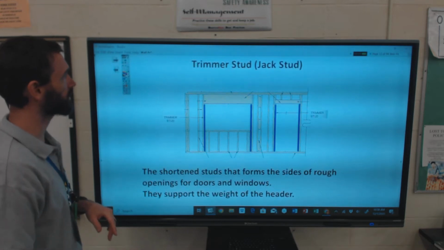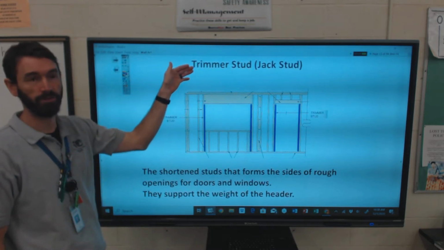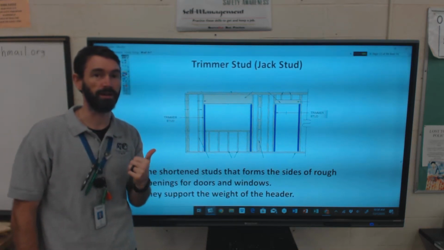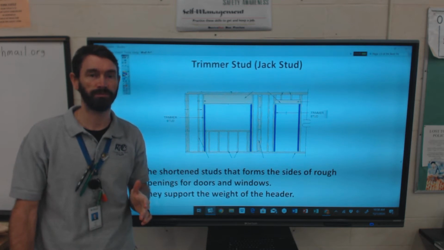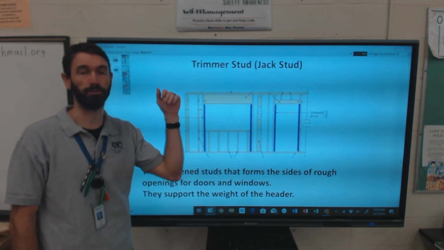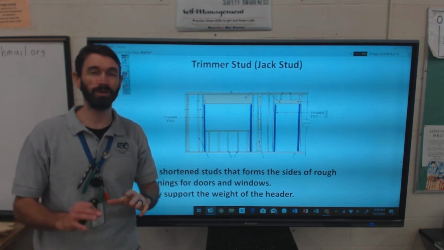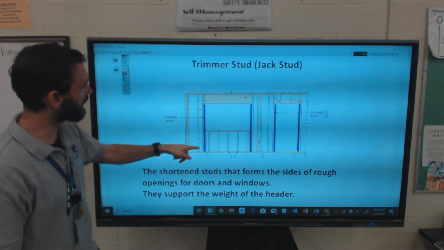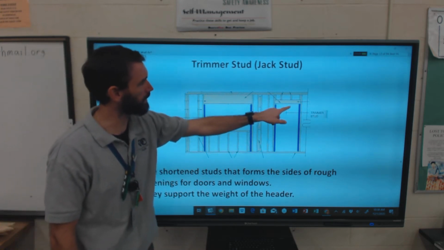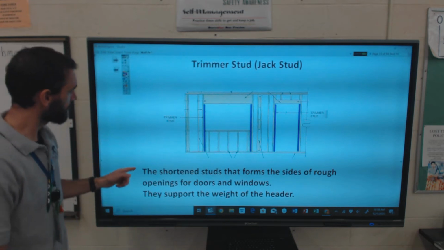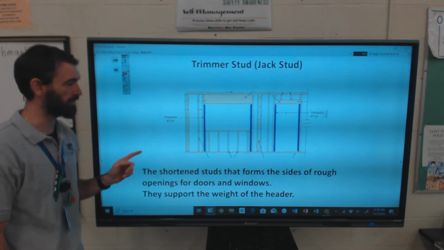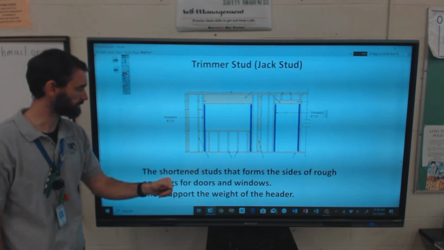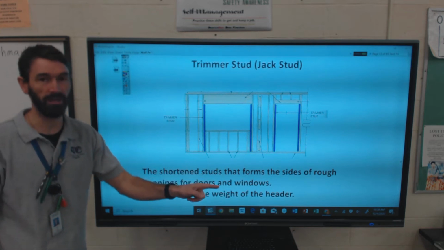Okay, next one. Your trimmer stud, or you notice in parentheses it says jack stud. Folks, I'm going to call this a jack stud 99% of the time. Sometimes I will say trimmer stud, but your book calls these trimmer studs. Most every carpenter is going to call them a jack stud, so I want you to know both terms. Highlighted in blue here and here, and here and there. It is the short studs that form the sides of rough openings for doors and windows, and they support the weight of the header.